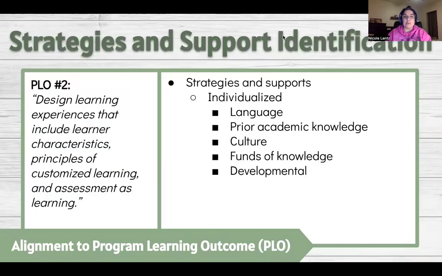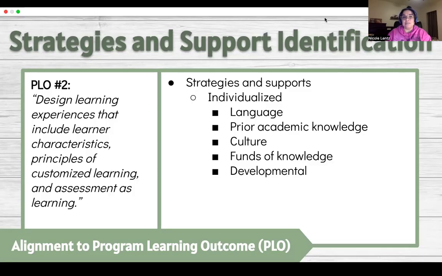The strategies and support identification aligned with PLO number 2. This was because of the individualized nature of the artifact. The strategies and supports considered essential factors such as language, prior knowledge, culture, funds of knowledge, and developmental circumstances to enhance learning.